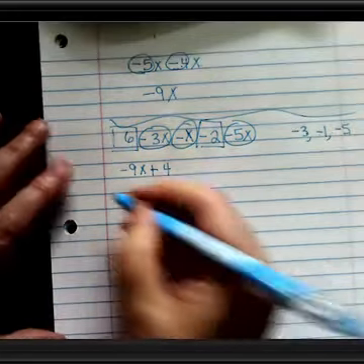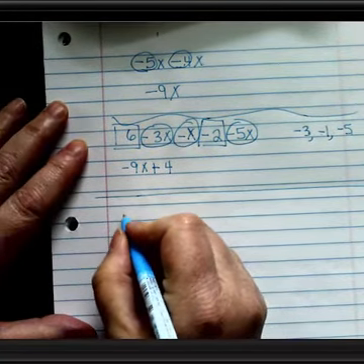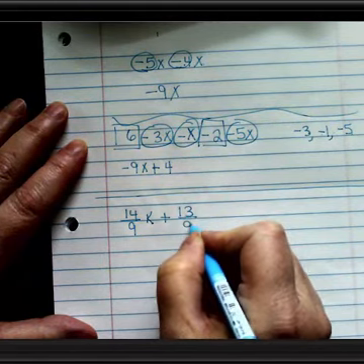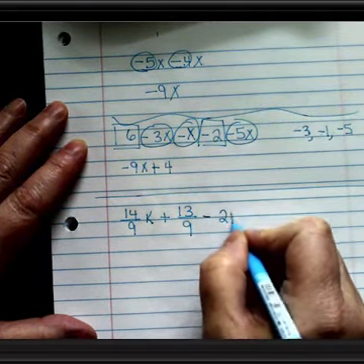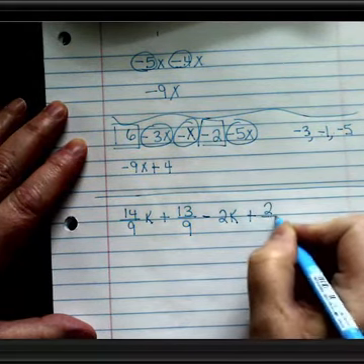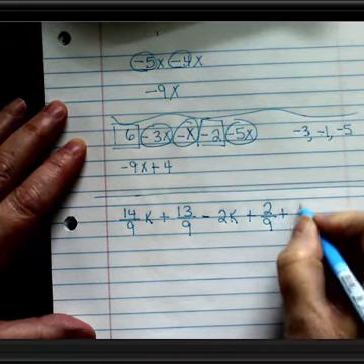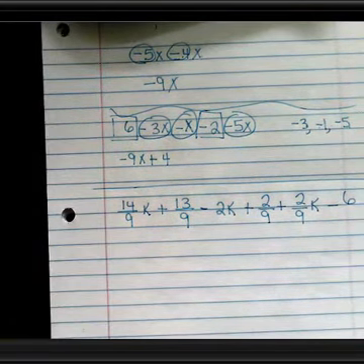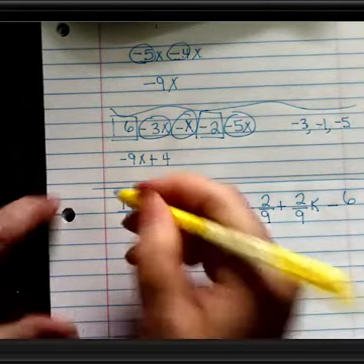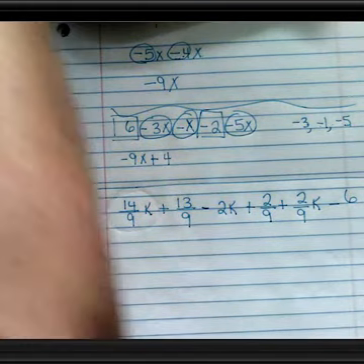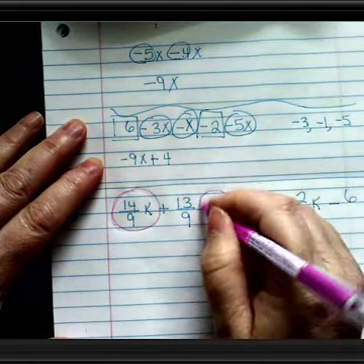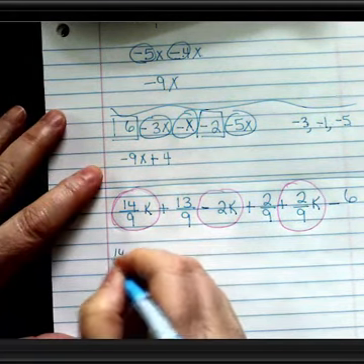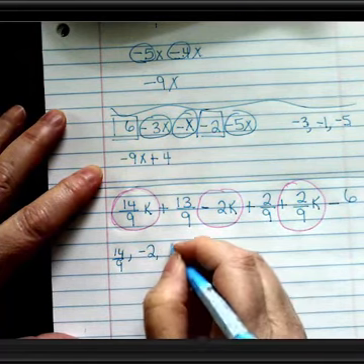Now, I'm not giving this question to be mean. It's like your homework. Okay? So let's say I had 14 over 9k plus 13 over 9 minus 2k plus 2/9 plus 2/9 k minus 6. Okay, wish I had a highlighter to show you this. We're going to look at only our k's. Here's a k. We always do the sign in front of it. Okay, so now I have 14 over 9, negative 2, and 2 over 9.